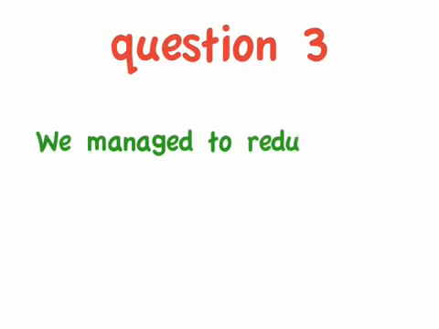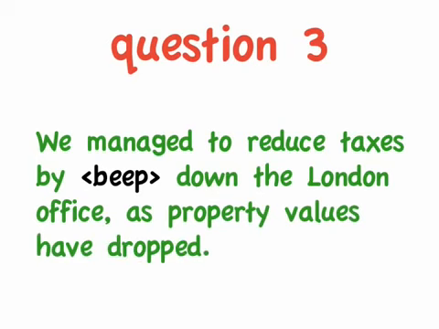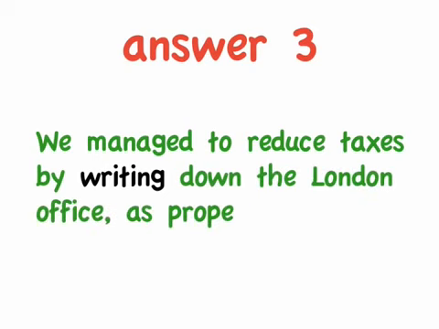We managed to reduce taxes by beep down the London office as property values have dropped. Answer. We managed to reduce taxes by writing down the London office as property values have dropped.